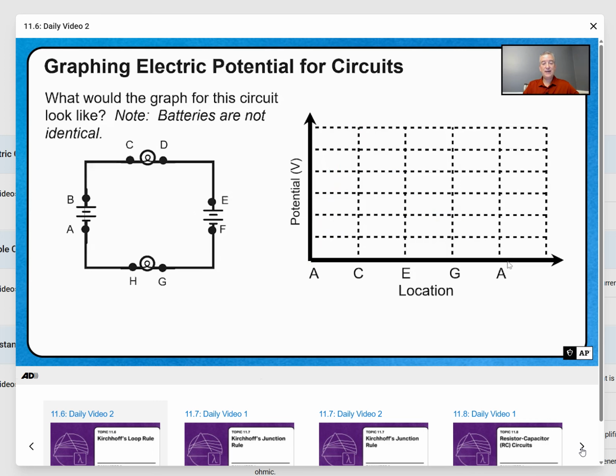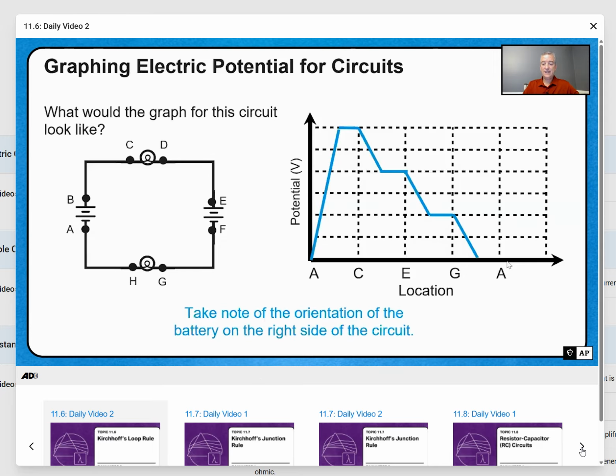In this situation, the batteries are not identical. So now we have 2 batteries, and we have 2 light bulbs. But we can still apply Kirchhoff's loop rule to this situation. So in this case, you will notice that from A to B, again, we have a large potential gain. Moving from B to C, we have ideal wire, so again, there will be no potential drop or gain.